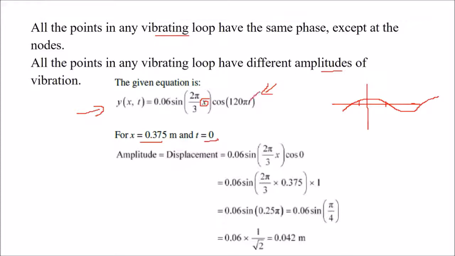When we put t equal to 0, cos 0 is 1. When we put x equal to 0.375 here, it becomes 0.25 pi. So we can find out the value. This is nothing but sin pi by 4, which is 1 by root 2. So 0.06 into 1 by root 2 is 0.042.